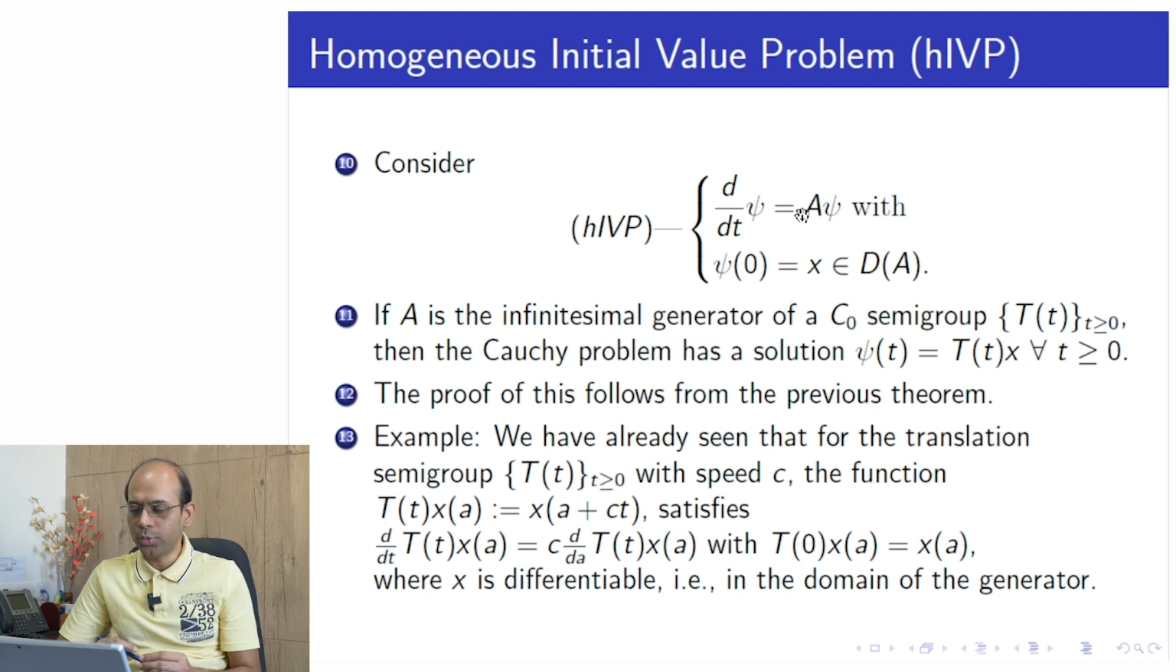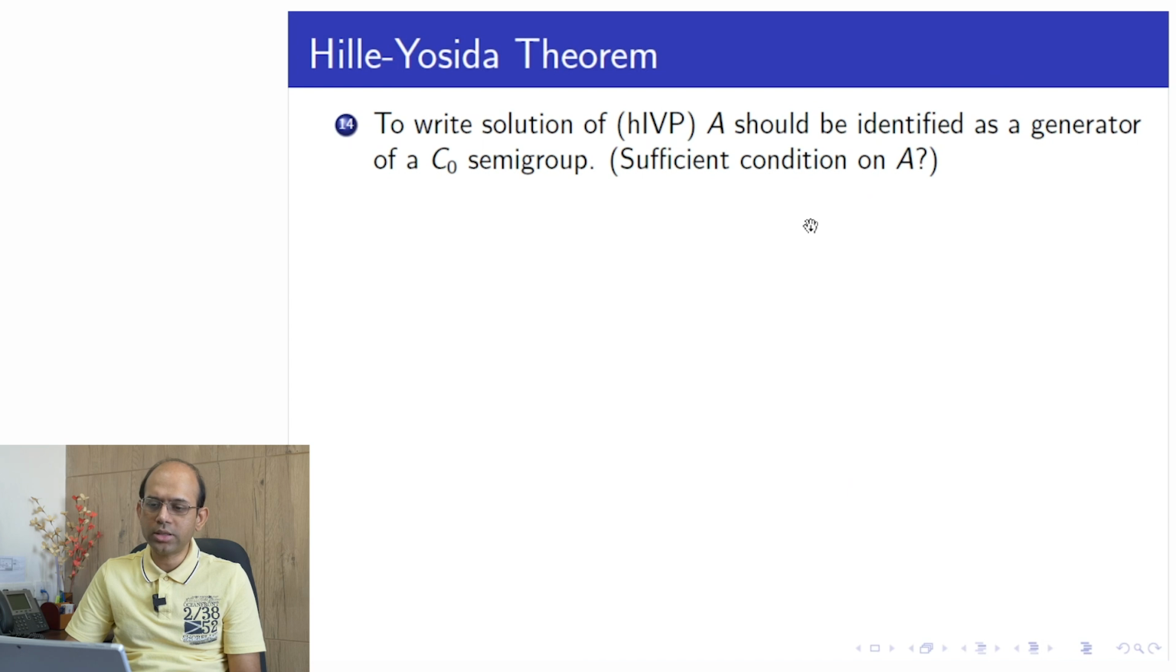We are going to see one result where we list down a set of sufficient conditions on A so that A generates a C0 semigroup. That would help one to solve a given Cauchy problem. So we go next.